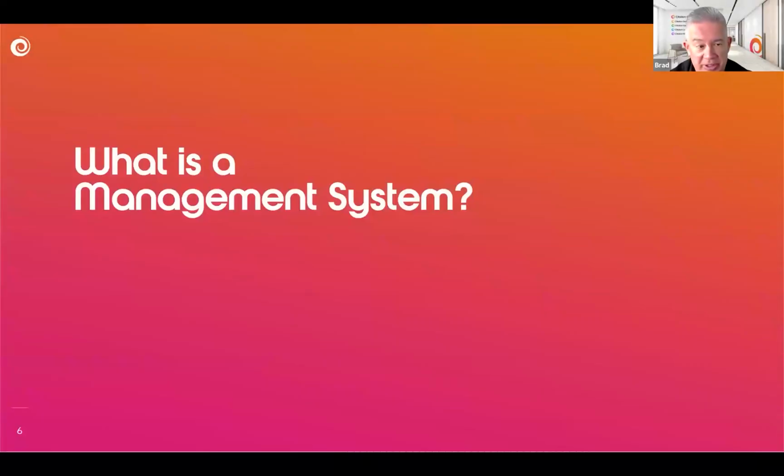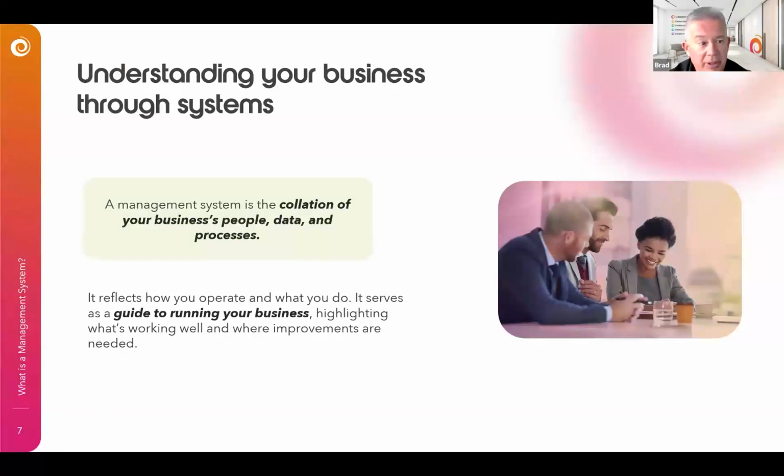So what is a management system? Effectively, a management system is a correlation of your business's people, data, and process. It reflects on how you operate, what you do. It serves as a guide to running your business, what's working and what's not working, and where it's working well and where improvements can be made. So effectively, you're writing a manual for your business.